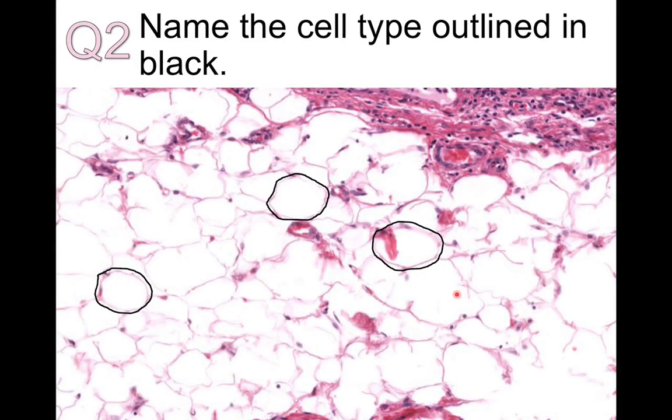Question number 2, name the cell type outlined in black. This is a section of adipose tissue, one of the specialized connective tissues, and adipose tissue is composed of adipocytes. Adipocytes are large cells, and their cytoplasm is very thin, which gives the tissue a chicken wire-like appearance. And the nucleus is also found peripheral, it's pushed to the periphery. So the cells outlined are adipocytes.